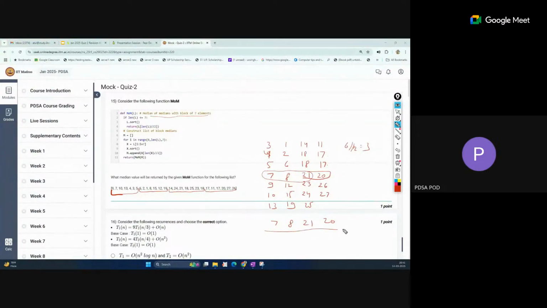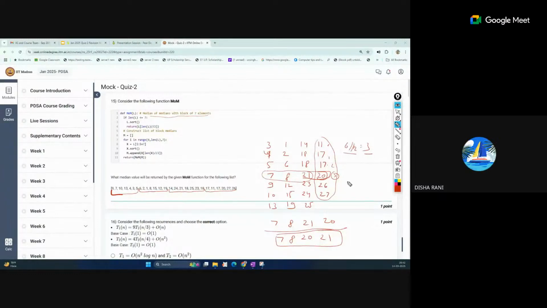Again we will sort this, so 7, 8, 20 and 21. Now what is the median of this? So, 4 by 2, fourth place, no? Here 0, 1, 2, 3, this will come, no? Total 6 elements we have. 6 floor division by 2 is 3, so this 20 we will pick.